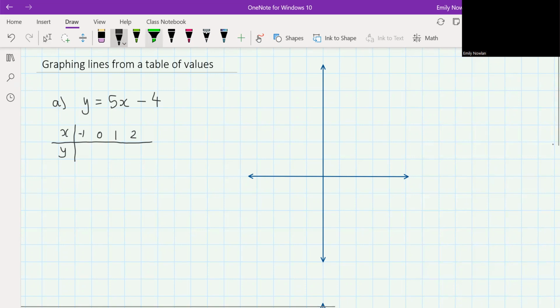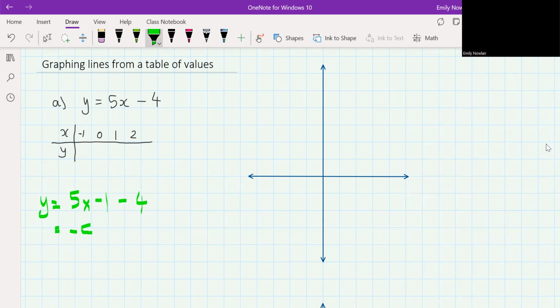So the first thing we're going to do is, instead of the x here, we're going to replace it with -1. So let's do that. So it becomes y equals 5 times -1 minus 4. So 5 times -1 is -5 minus 4. That's -9. So we need to put -9 in there.